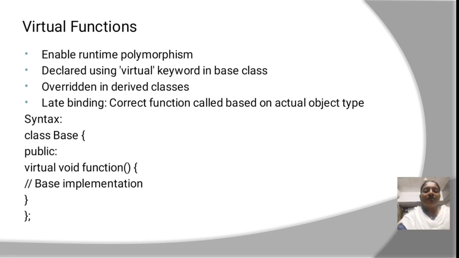Next one is virtual functions. They enable runtime polymorphism, declared using the virtual keyword in the base class and overridden in the derived class. Late binding: the correct function is called based on the actual object type. For example, syntax of virtual functions: class Base, open brace, public virtual void function, base implementation. Here we use class Base, then we declare the virtual function void function.